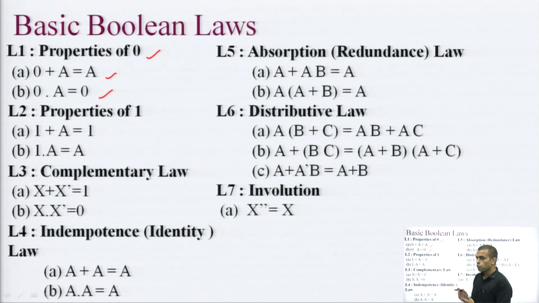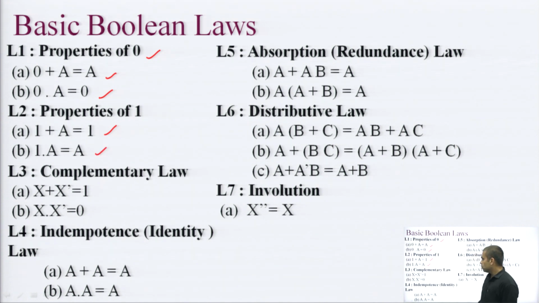Then properties of 1. So, if I add 1 to any variable, 1 plus a, then this a can have two values either 0 or 1. So, in any of the cases, 1 plus 0 or 1 plus 1, it will be equal to 1. So, that is why 1 plus a is equal to 1 and then 1 into a, something multiplied by 1, that variable remains unaffected, that means 1 into a will be equivalent to a.